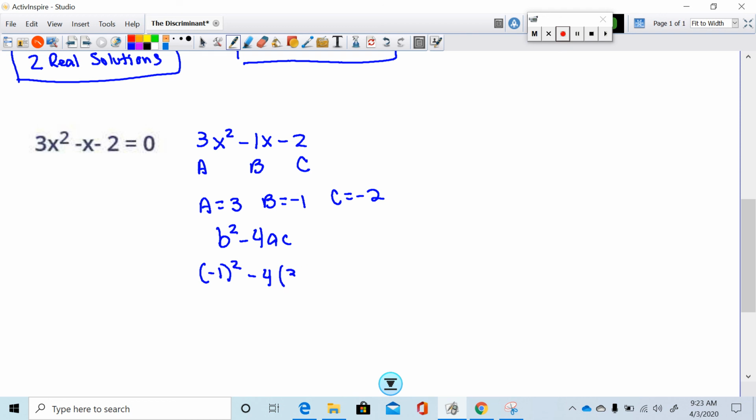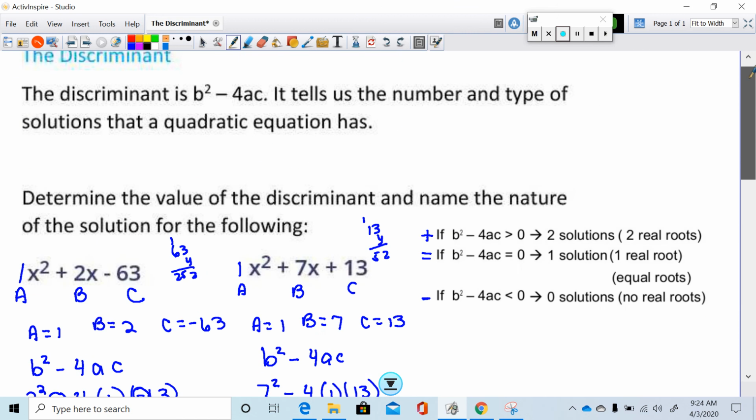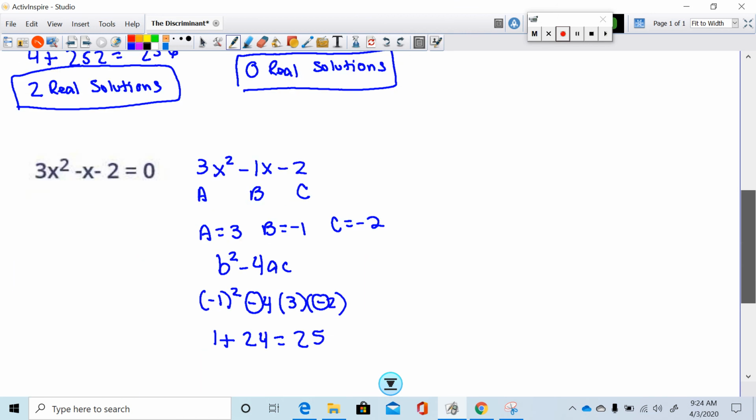Minus 4 times a times c, which is negative 2. So negative 1 times negative 1 is 1. And right here, a negative times a negative is a positive. And 4 times 3 is 12, times 2 is 24. So the discriminant is 25. That means 2 real solutions, because if it's positive, it's two real solutions.